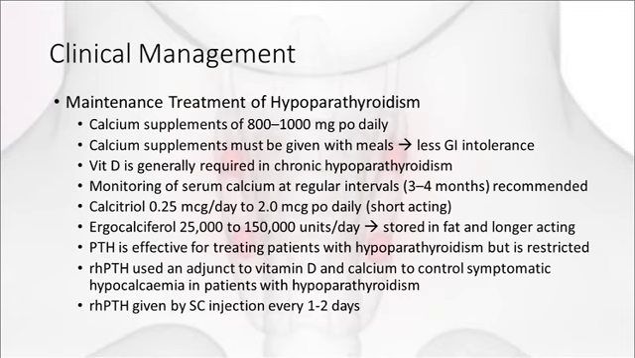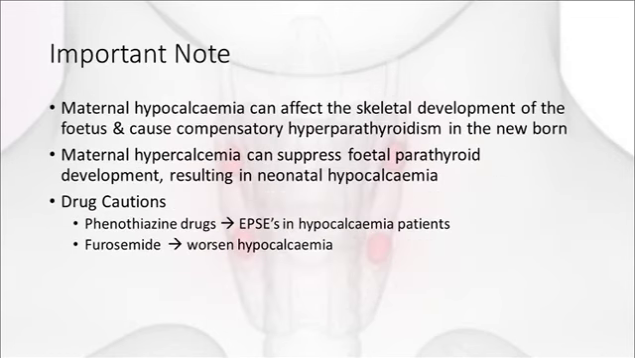Parathyroid hormone is effective for treating patients with hypoparathyroidism but is restricted. Recombinant parathyroid hormone can be used as an adjunct to vitamin D and calcium to control symptomatic hypocalcemia in patients with hypoparathyroidism. Recombinant parathyroid hormone can be given via subcutaneous injection every 1 to 2 days.